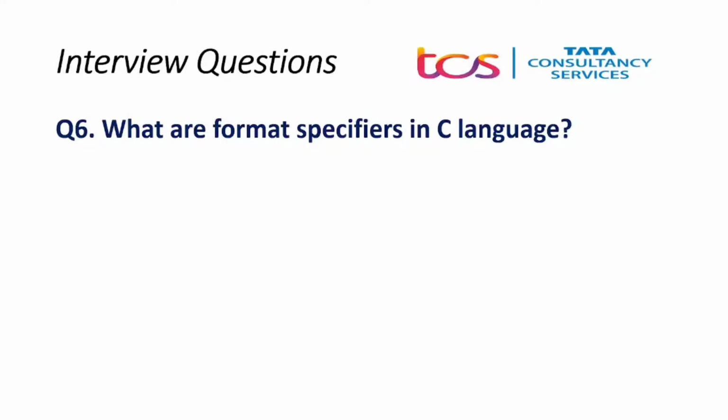What are the format specifiers in C language? The format specifiers are %d, %c, %f, %s. %d is used for integer, %c for character, %f for float, and %s for string. So these are the format specifiers used in C language.